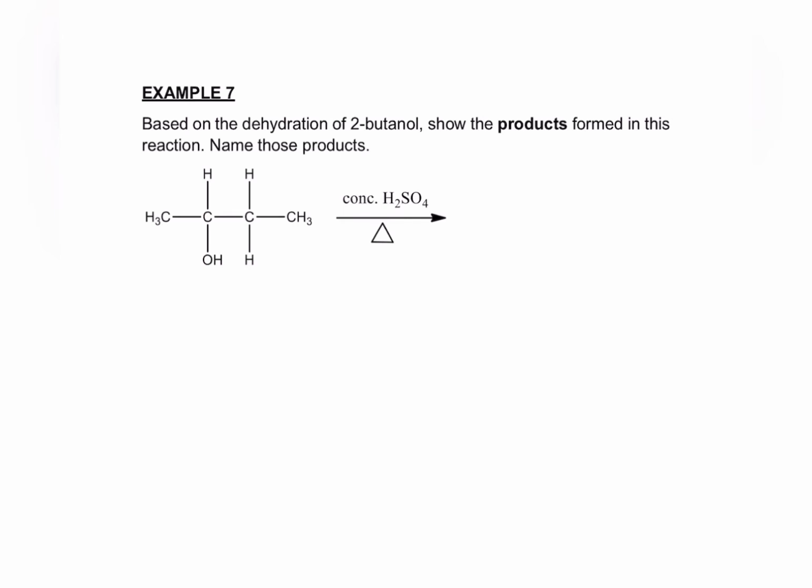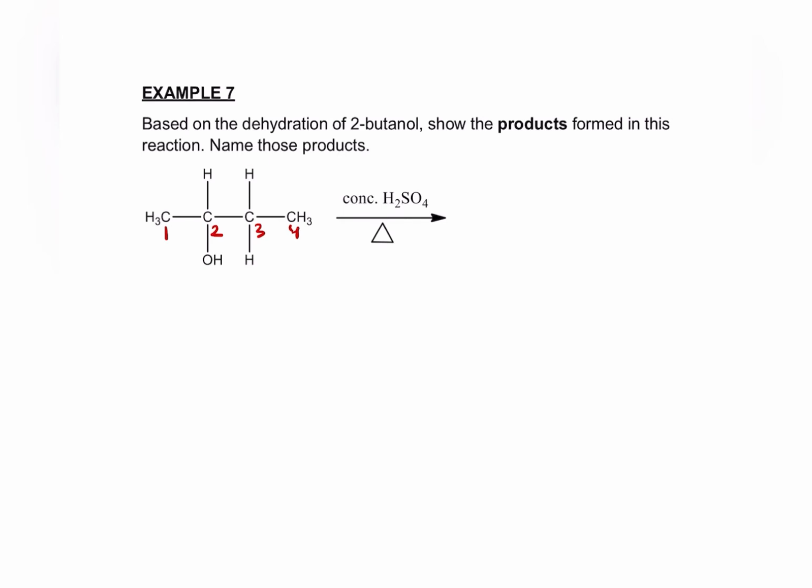So please take note of my numbering. I'm going to start my numbering from here: 1, 2, 3 and 4. So I have 4 carbon atoms in my parent chain. As usual, if I want to start answering this question, I'm going to write it down as a chemical equation.